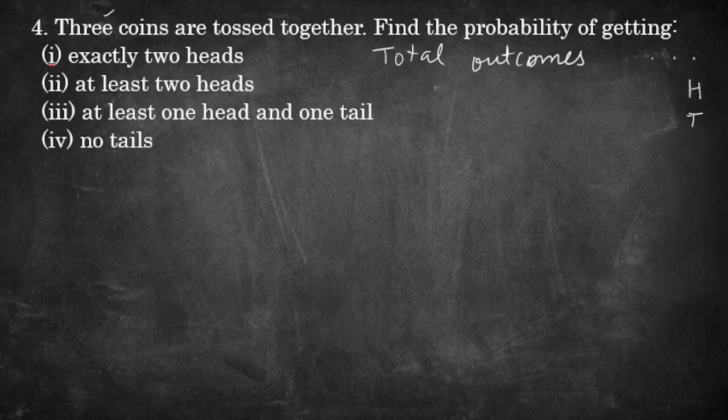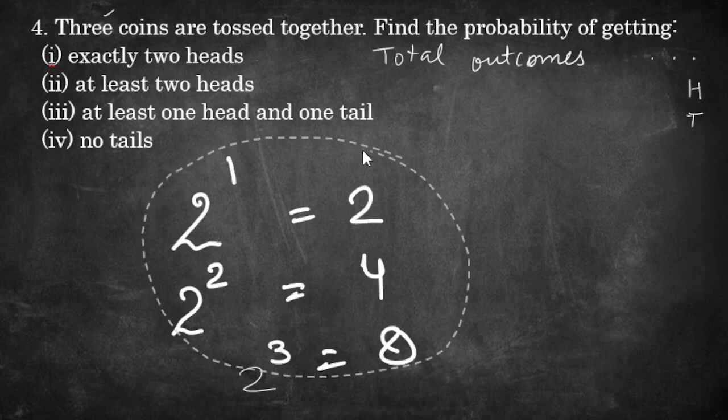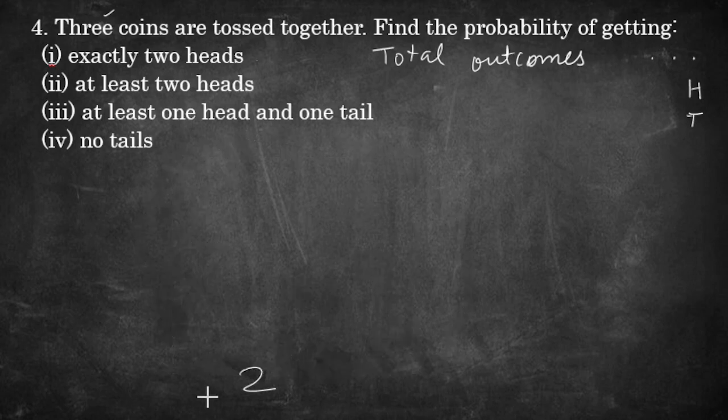A single coin has 2 outcomes and is tossed 1 time, so you will get 2 outcomes only, head and tail. If a coin which has 2 outcomes is tossed 2 times, or 2 coins are tossed, you will get 4 outcomes. If 3 coins are tossed or a coin is tossed 3 times, then you will get 8 outcomes. Understood how to calculate these outcomes?